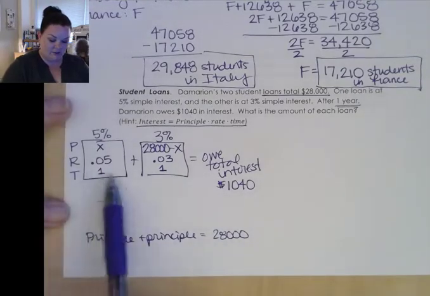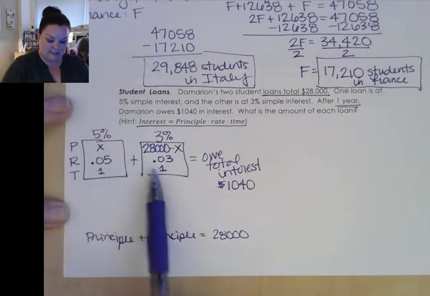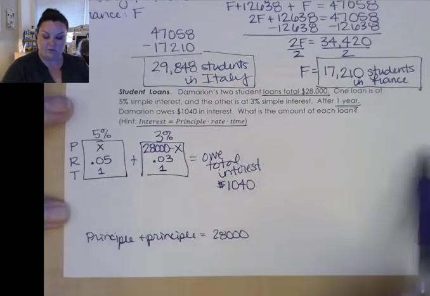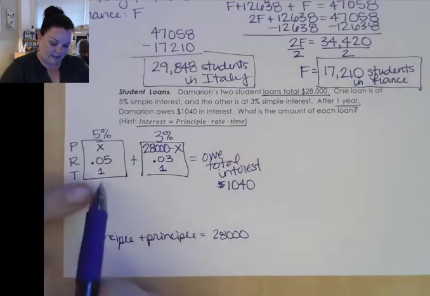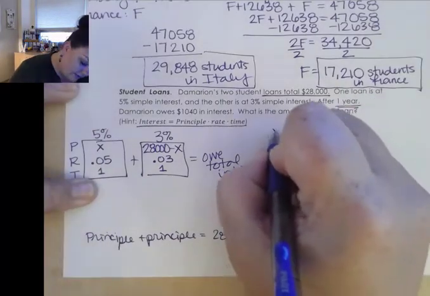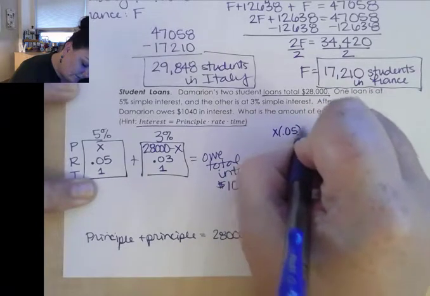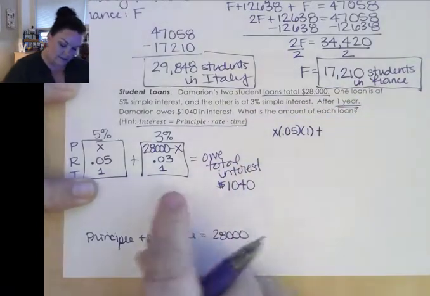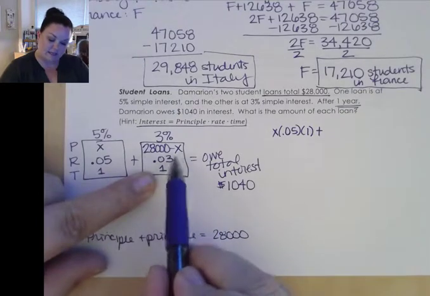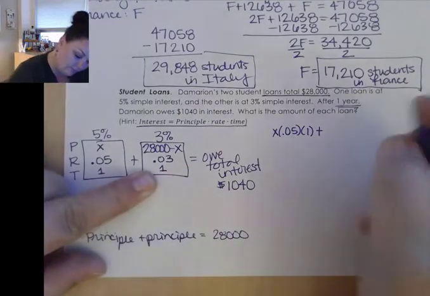We have the interest from this account plus the interest from this account is equal to our total interest. So I'm just going to write it out over here. To calculate this interest, I do principal times rate times time. So I'm doing x times 0.05 times 1 plus my interest from this account. So I do 28,000 minus x times 0.03 times 1.